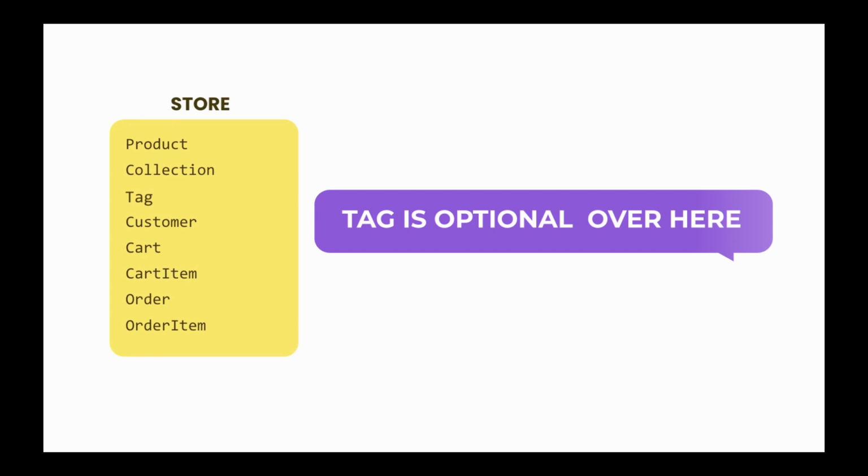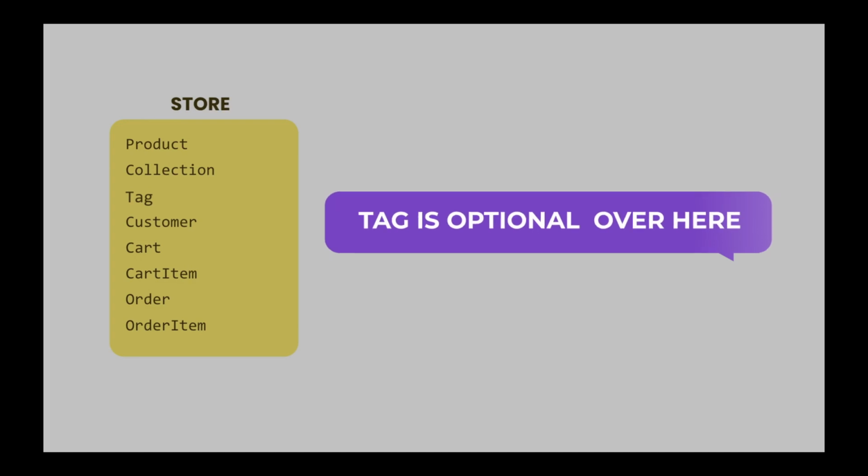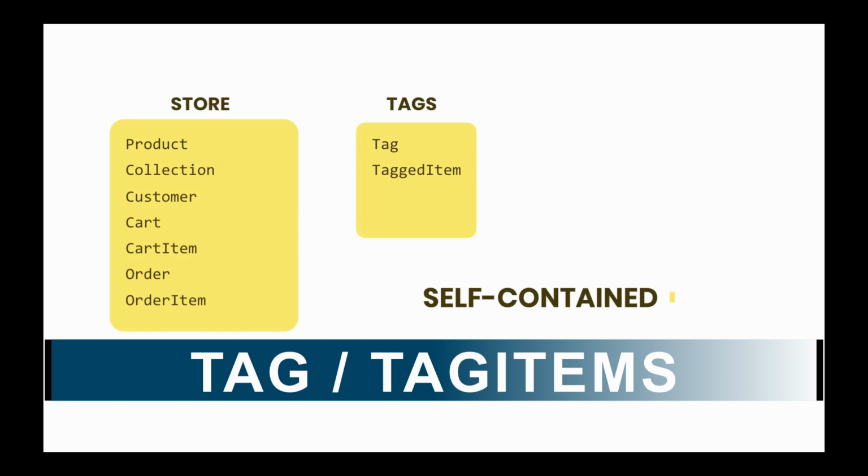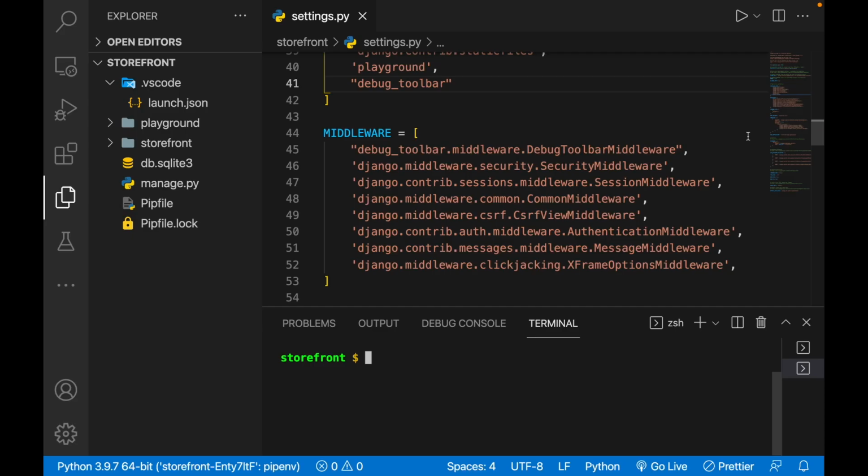So we will move this tag entity to a separate app called tags. We'll make one app called tags, and under it we will put the entity tag. And then we will make another entity called tag item. Now look at the dependencies of these two apps. There is zero coupling between these two, which is the best way to design your apps and models. Now go to your VS Code and simply create two apps called store and tags.